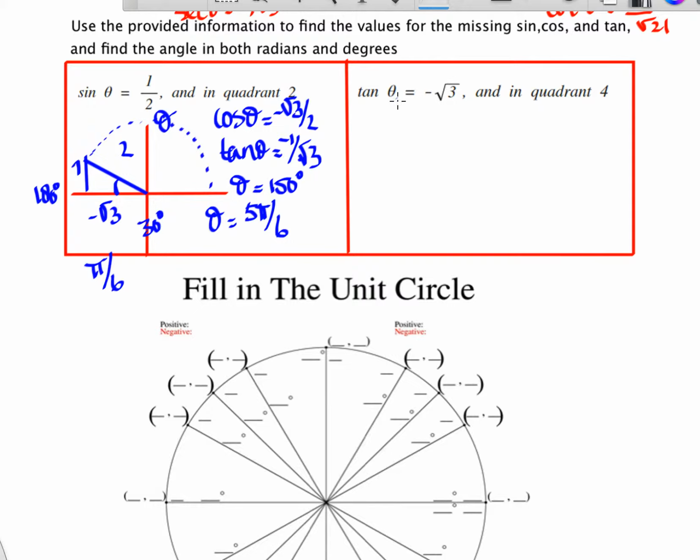All right. Let's do that for the tangent of theta. So the tangent of theta is a negative square root of 3, and we're in quadrant 4. So we'll draw something in quadrant 4.